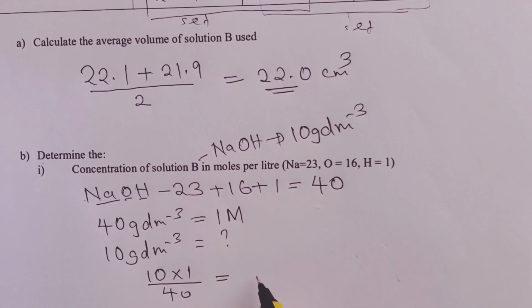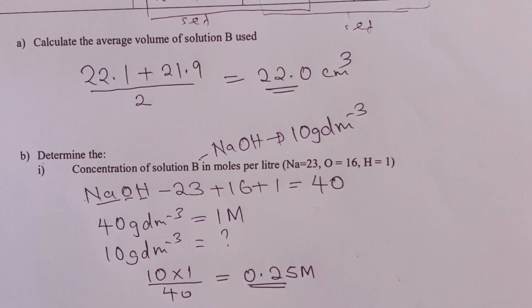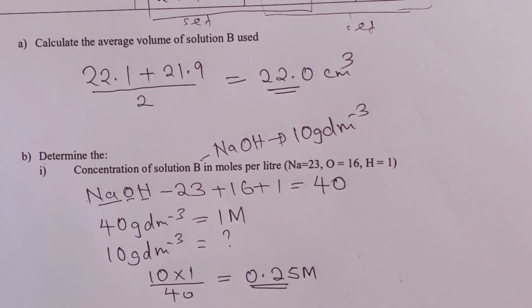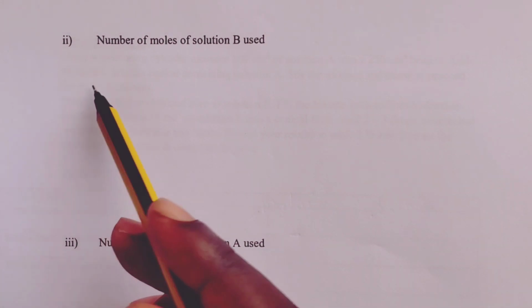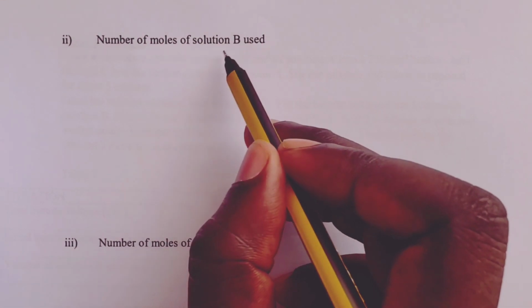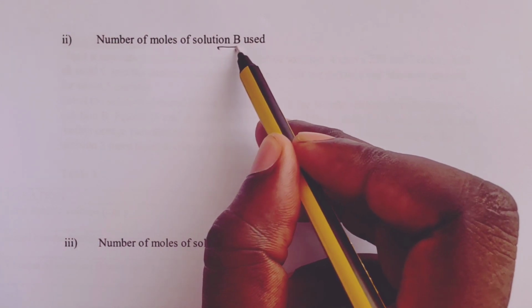And we end up having a 0.25 molar solution. Doing this, we have answered our question. We then proceed to the rest of the questions. So for part 2, we are now asked to calculate the number of moles of B used.